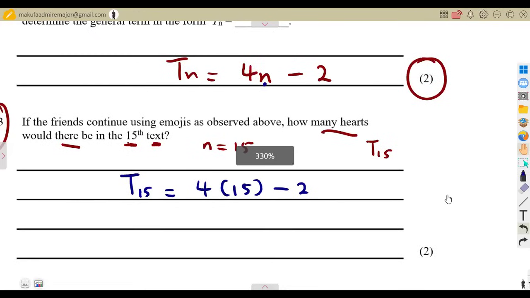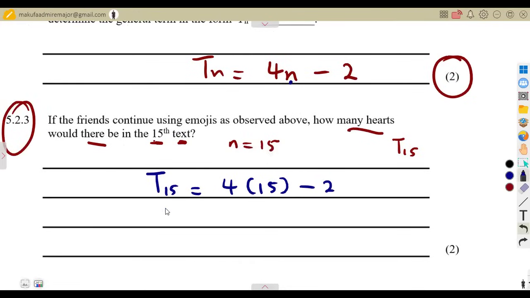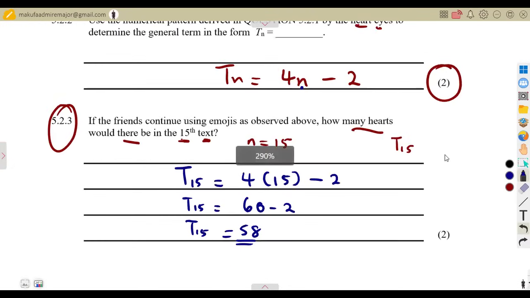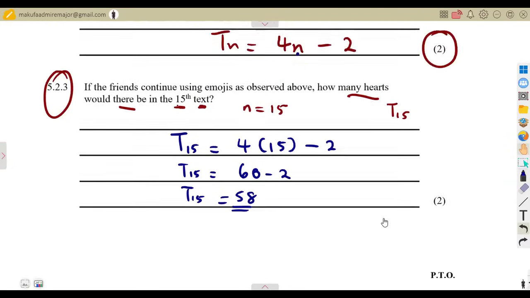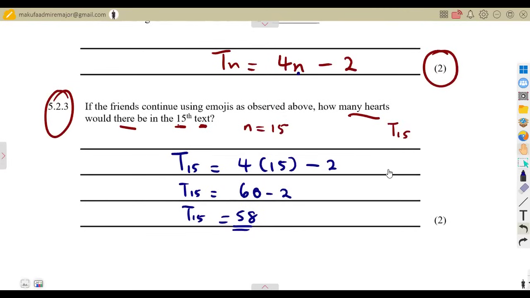So you are going to substitute this. That means our T15 is going to be 4 times 15, which is 60. And 60 minus 2 is going to be 58. So there are going to be 58 hearts, which are the heart eyes, at the end. All right, so that was 5.23.